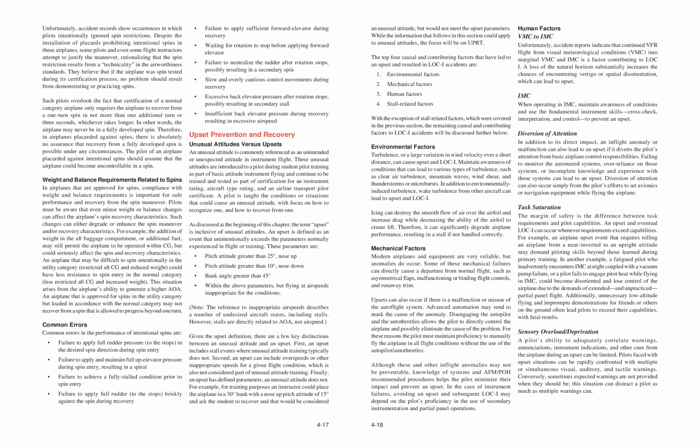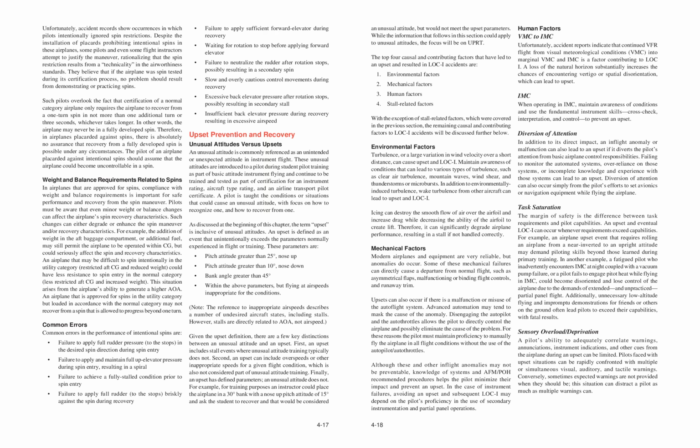An airplane that may be difficult to spin intentionally in the utility category, restricted aft CG and reduced weight, could have less resistance to spin entry in the normal category, less restricted aft CG and increased weight. This situation arises from the airplane's ability to generate a higher yaw. An airplane that is approved for spins in the utility category but loaded in accordance with the normal category may not recover from a spin that is allowed to progress beyond one turn.